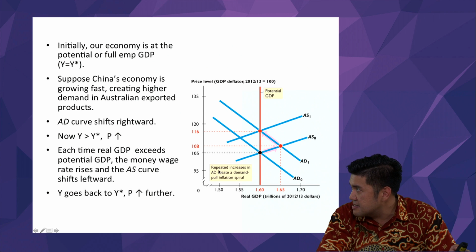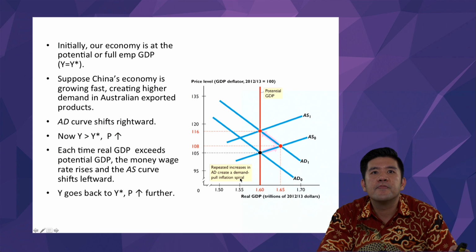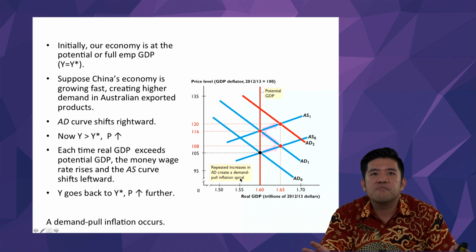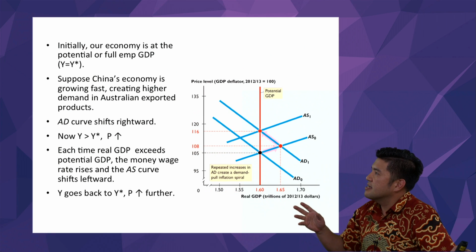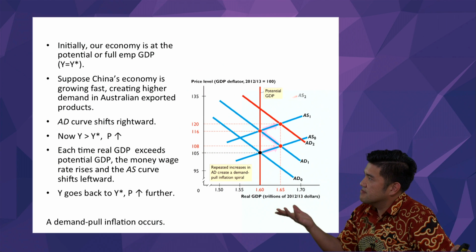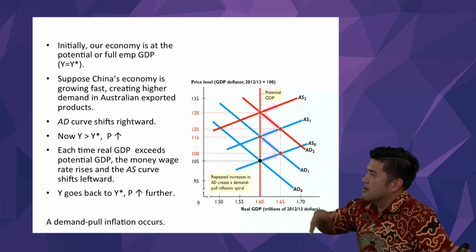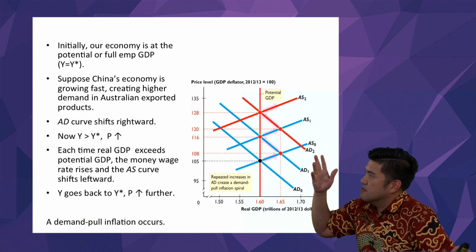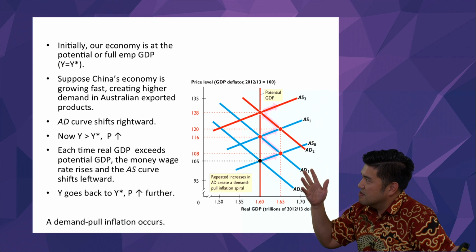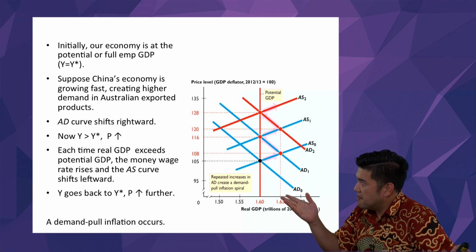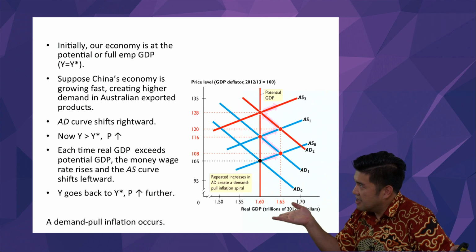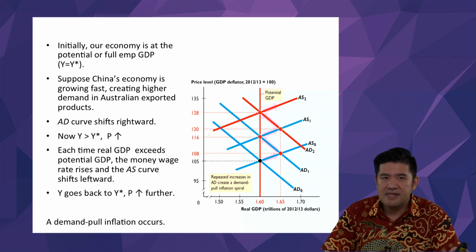Repeated increases in AD will create this demand pull inflation spiral. Suppose for some reasons AD shifted to the right again. Inflation goes up, right? Price level goes up. But then, with the inflationary gap, AS will then shift to the left. Does that make sense, guys?